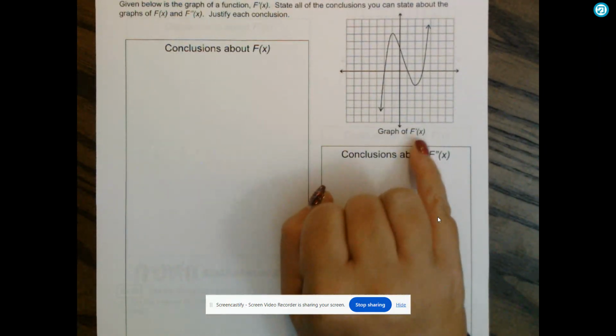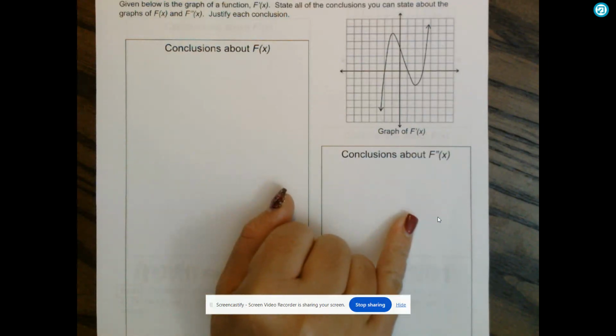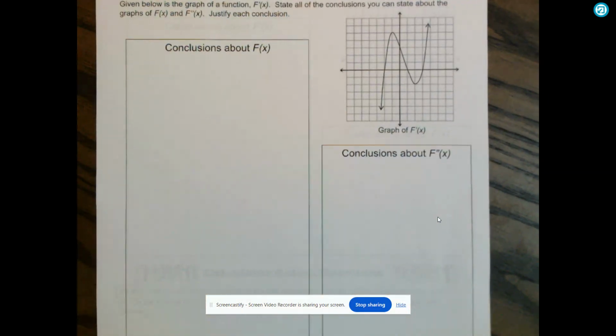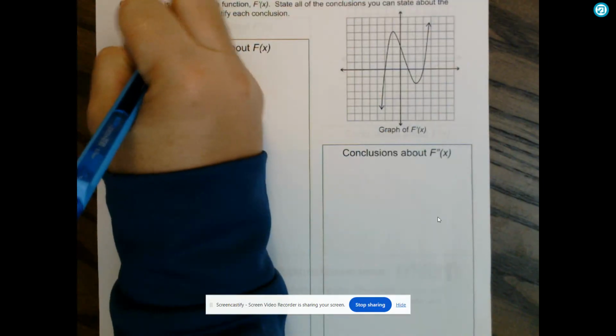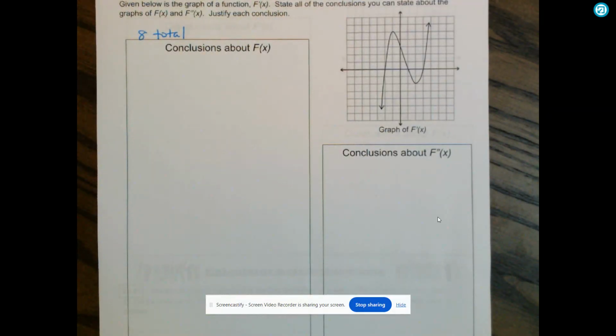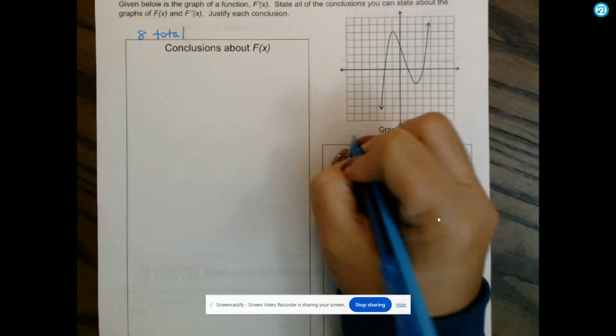All right. So the next one, again, is the graph of f prime. They want you to make conclusions about f and f double prime. I will go ahead and tell you that for the left side, for f prime of x, I have 8 total conclusions. On that one, you can include the same type that I did for number 1 on the last one. And for our conclusions about f double prime of x over here, I have 7 conclusions I can make, based on this graph.